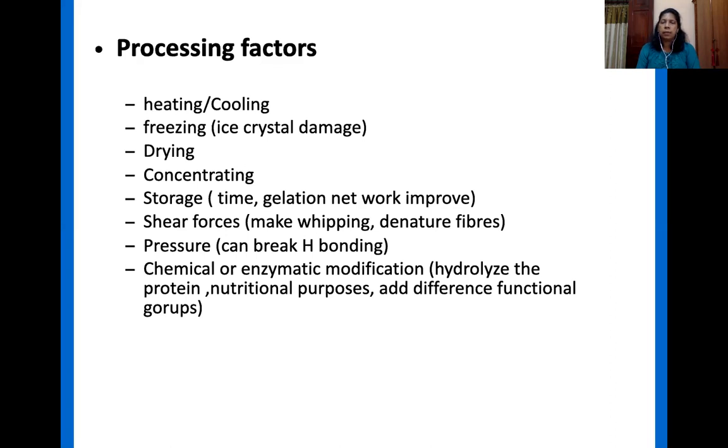Are you clear up to this point, students? Do you need me to explain the processing factors in more detail?